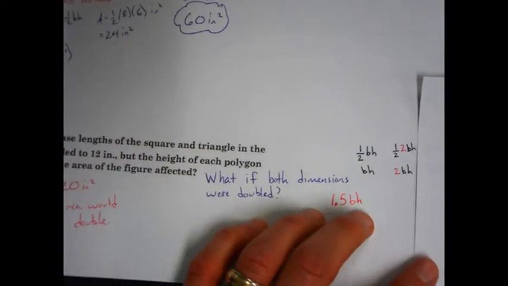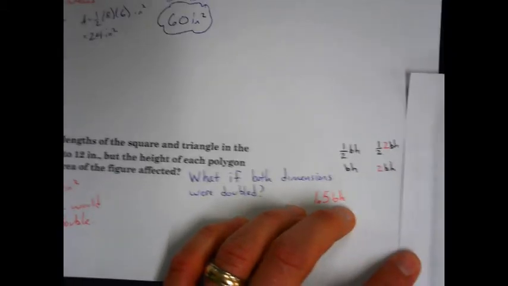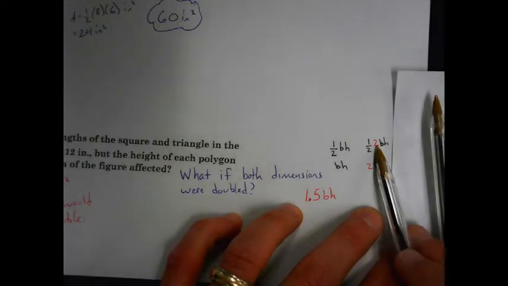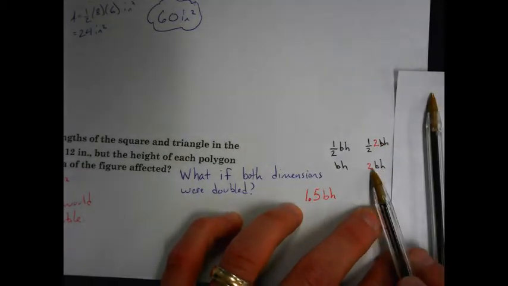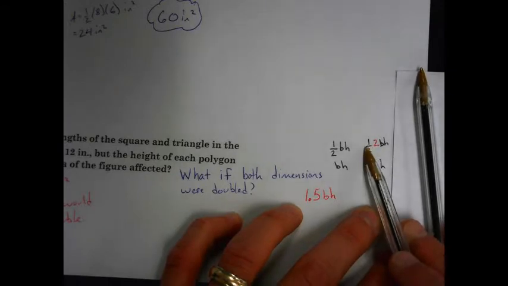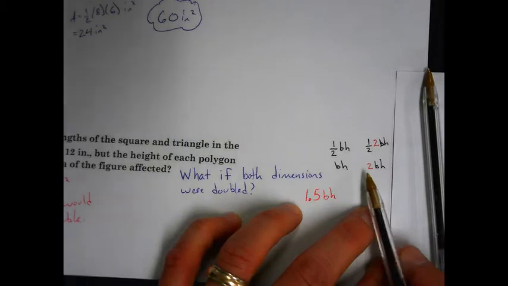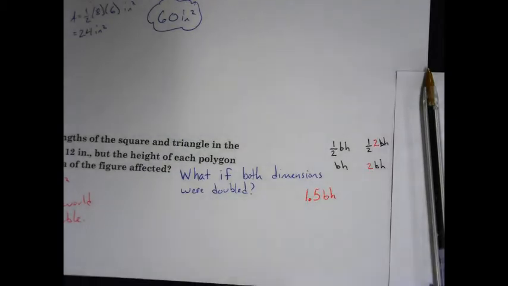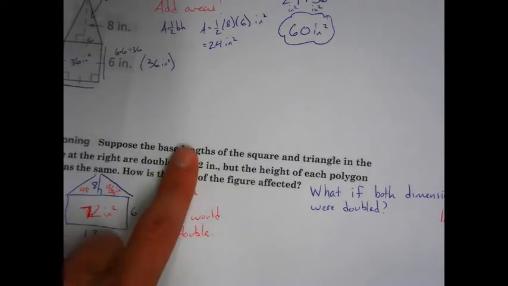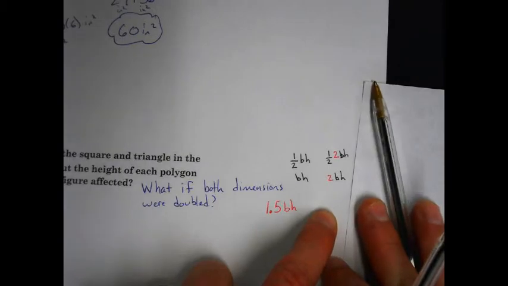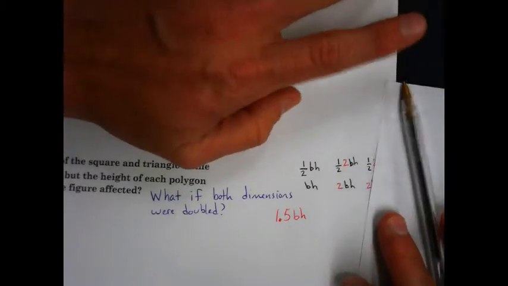The question that was asked is, what if only one of the dimensions were doubled? So the area of the triangle is 1/2 base times height, but we're going to double the base. And the area of the rectangle is base times height. We're going to double the base. So now we have 1/2 of 2 times the base times height plus 2 times the base times the height. And remember what the answer was. If we doubled one dimension, we would double the area. So if the original area was 1.5 base times height, wouldn't this be 3 base times height? And the answer is, yeah, it should be.